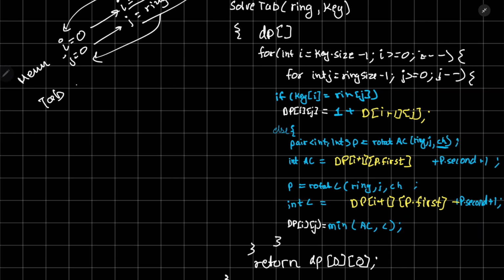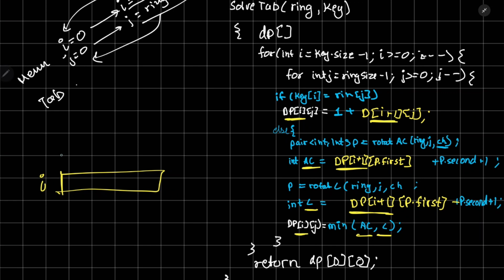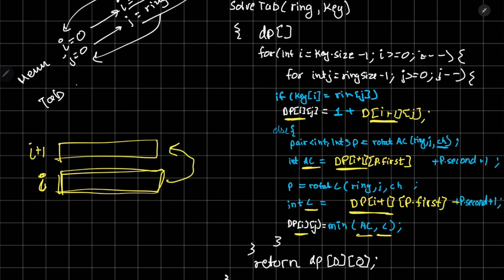Okay, so now we have seen the tabulation approach, and from it we can see that dp of i depends on i plus 1 here, and here also dp of i depends on ac and c, and if we see c and ac, they also depend on i plus 1. So we can say that every ith row is dependent on the i plus 1th row, so it is only dependent on the row in front of it.